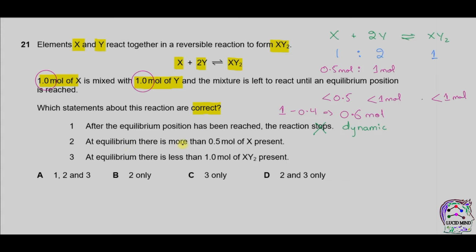So it says at equilibrium there is more than 0.5 moles of X present. This is true. And it says at equilibrium there is less than 1 mole of XY2 present. Now if the reaction had gone to completion, then 1 mole of XY2 would be formed. But as the reaction is reversible, less than 1 mole of XY2 is formed. This option is also correct. As options 2 and 3 are correct, therefore the answer is D.